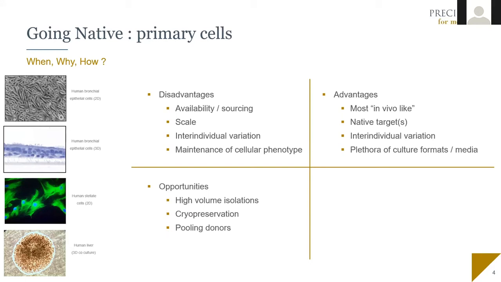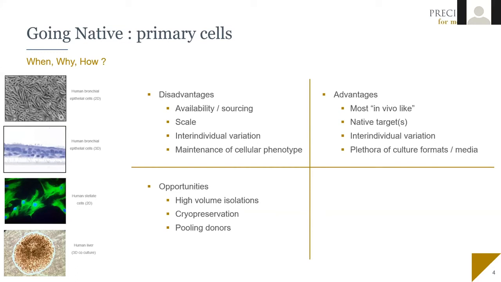In terms of opportunities, there are opportunities to do high volume isolations. I'm thinking here particularly of things like PBMCs, which can now be isolated in huge numbers from Leukopak draws, which you can get from commercial donor centres. The ability to cryopreserve cells does enable you to do a big prep, cryopreserve them all down and keep going back to the same donor all the time.